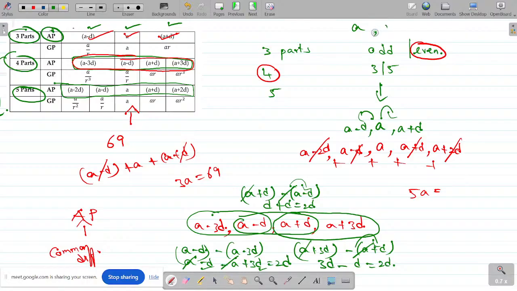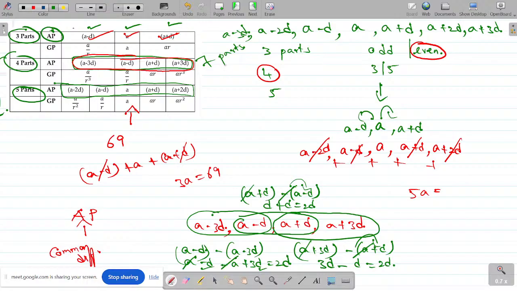Center will be A. Next here will be A plus D. This side will be A minus D. 3 terms over. This side will be A plus 2D. And this side will be A minus 2D. 5 terms over. And this side will be A plus 3D. And this side will be A minus 3D. So you can easily guess. That's it. So if you want to make a note of the 7 parts, yes, you can please.